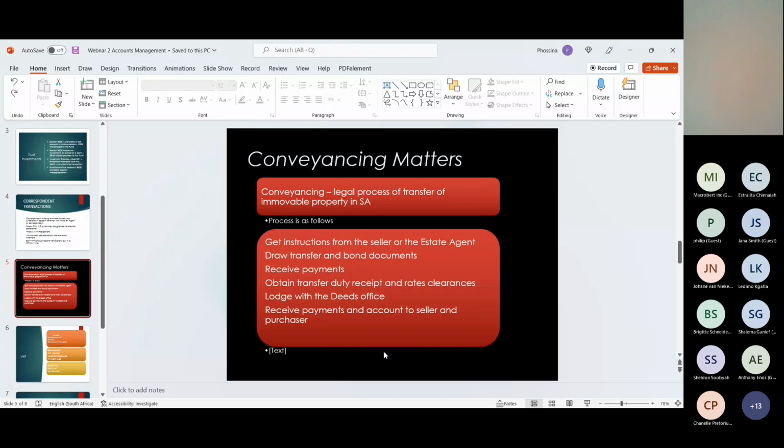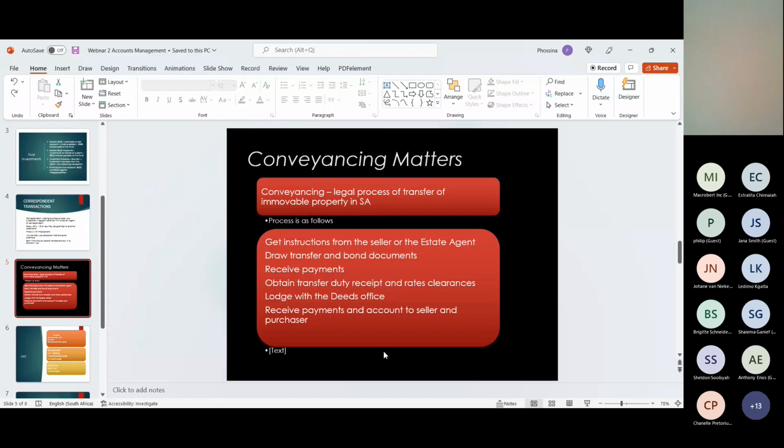Usually the bond relates to the purchaser, because the purchaser is the one obtaining a bond in most instances where they are not paying in cash. And then the conveyancer would make sure that they obtain guarantees, or, in instances where the seller is selling a property which is bonded, which has a mortgage, that bond is cancelled for transfer to proceed. So that is what the conveyancer facilitates.